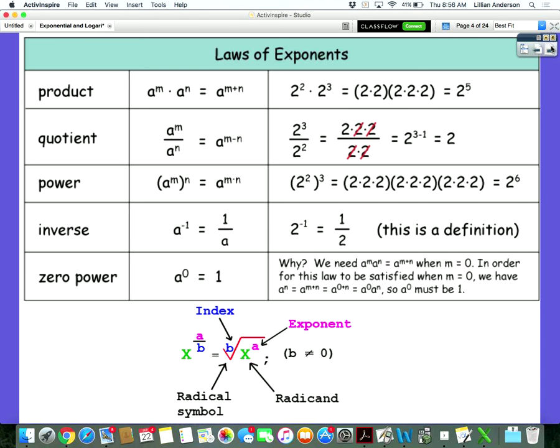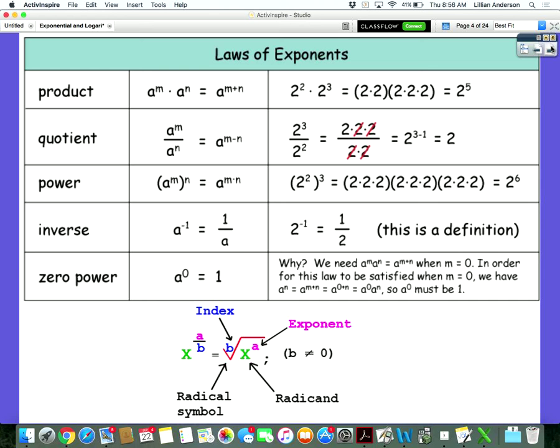Okay? Now the one thing that wasn't mentioned is that when you have a fraction as an exponent, it can actually be written as a radical. The denominator of that exponent is the index or the root of your radical, and the numerator stays on the inside with your base as the exponent.